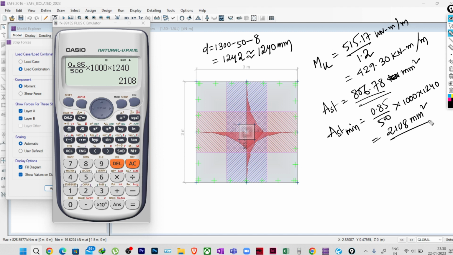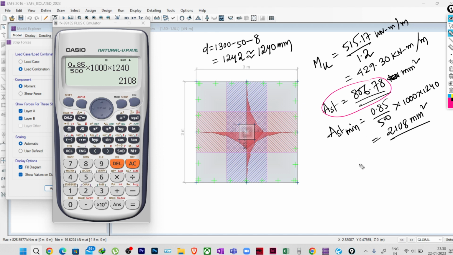Okay, so now as we have seen, what you understood is why I have calculated the moment first before calculating the shear, because here you see the Ast required for the analysis moment is less than the minimum Ast required.